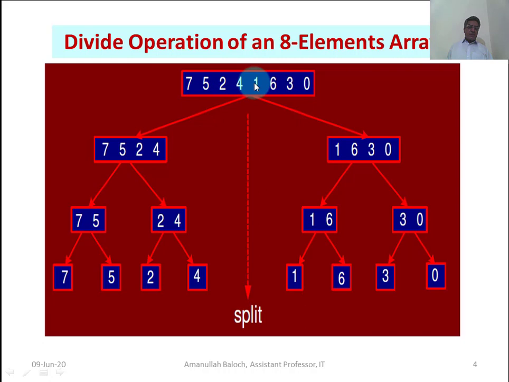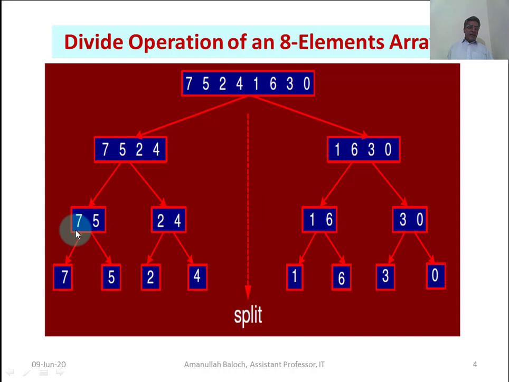So, using the merge sort algorithm, firstly we will divide this array into two equal parts. The 7, 5, 2, 4 are divided into one subarray and 1, 6, 3, 0 are divided into a second subarray, and then the same operation of division is performed on these subarrays. There are 4 elements and we will divide them into 7, 5 as one array and 2, 4 as the second array. Similarly, the second part will also be subdivided into 2 parts, 1 and 6 into one and 3 and 0 into the second array.